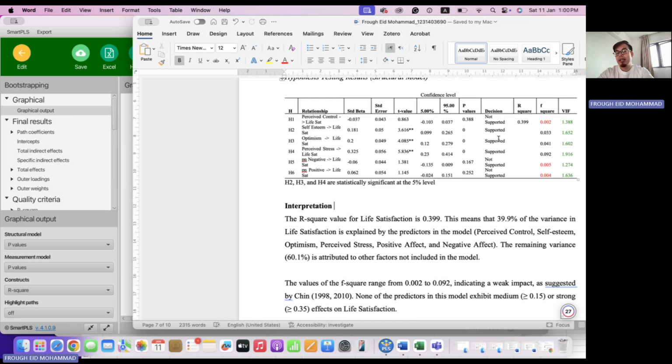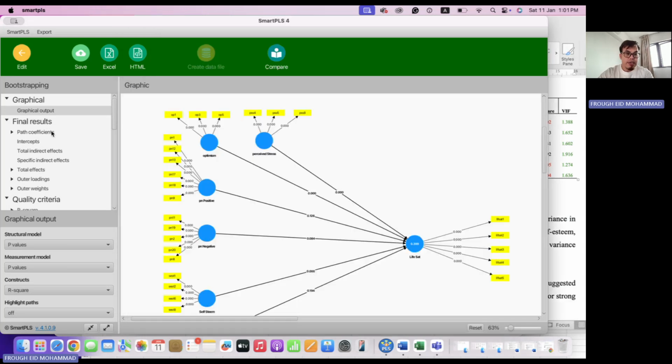Here, based on the data analysis that I've had, three of them are supported and three of them are being rejected. And I hope that these rejections are not because of the variables that I have chosen or because of the conceptual framework that I have drawn for this data. I hope it is not because of that one. So the bootstrapping is done.